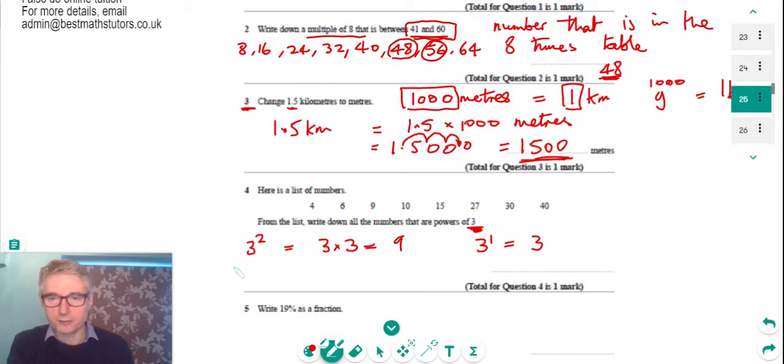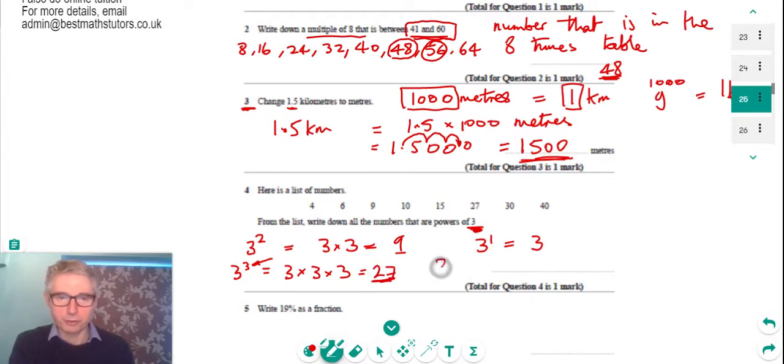If we have 3 to the power 3, the power, that one, tells me how many times I'm going to multiply the number by itself. So that's going to be 3 times 3 times 3. Well, we know 3 times 3 gave us 9. So if I times 9 by 3, I'm going to get 27. So 3 to the power 3 is 27.